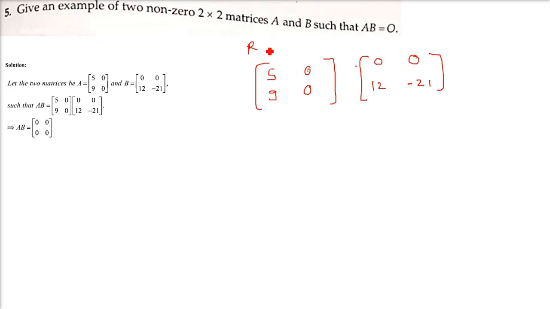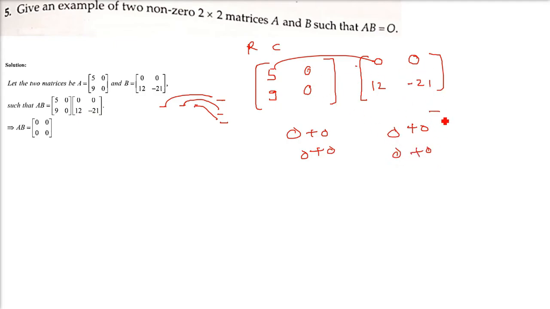Because we are essentially doing the row multiplication. These are the rows, these are the columns. When we multiply one by one, it should come as 0, and that is what will happen here. 5 into 0 is 0, 0 into 12 is 0. So 0 plus 0 is 0. 5 into 0 is 0, 0 into minus 21 is 0. 9 into 0 is 0, 0 into 12 is 0. 9 into 0 is 0, 0 into minus 21 is 0. So 0, 0. So it's all about how you perceive and speculate how the multiplication will be done.